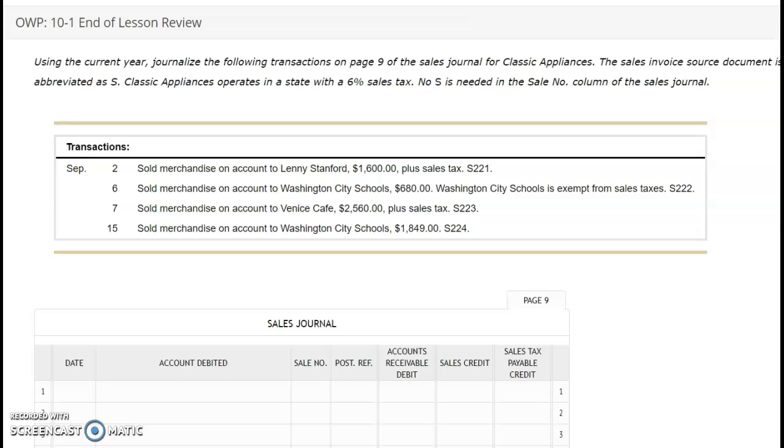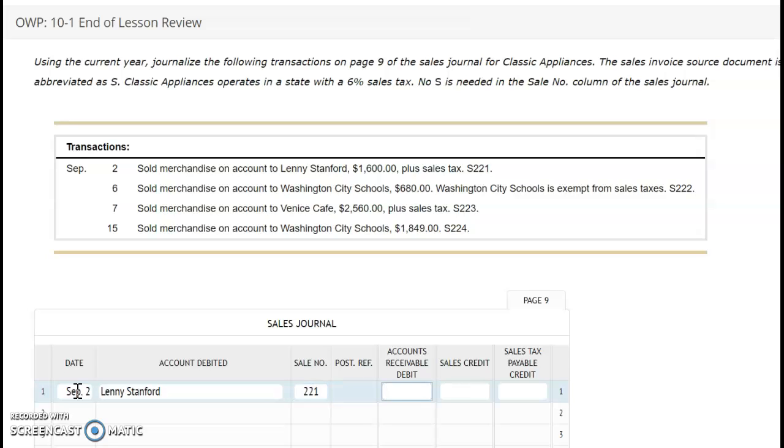So our first one here is on September 2nd. So I'm going to put the date in first. We sold merchandise on account to Lenny Stanford. So I'm going to type in Lenny Stanford. Remember, I don't need to put anything about accounts receivable here. And then it's a sales invoice 221.